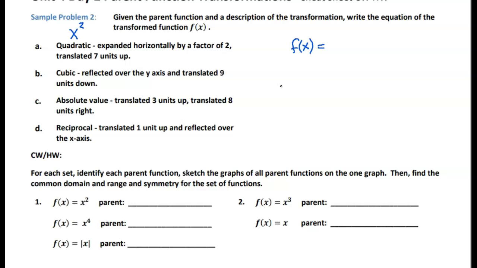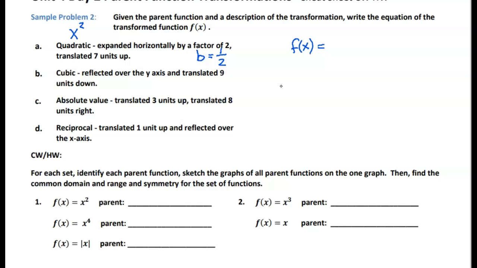I always start with an easy one, x². So I know my degree is going to be a 2. Here we expand horizontally by a factor of 2. If we're expanding out, that's a b value, and we need to know that if I take those x's and expand it horizontally by a factor of 2, my b will be 1/2. So remember, it's the reciprocal 1 over b. Look at your cheat sheet.